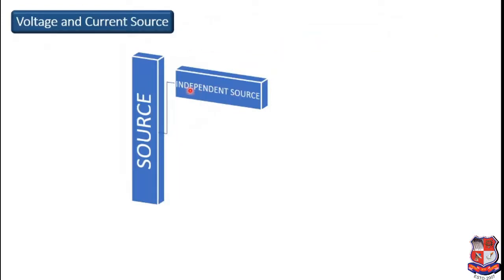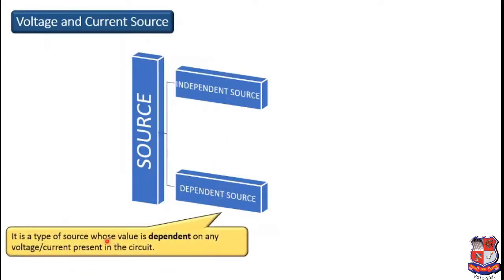This independent source is further classified. Okay. So we will study first the second part, that is the dependent source. So we saw that an independent source is not dependent on any parameter. But what is a dependent source? It is a type of source whose value is dependent on any voltage or current which is present in the circuit.